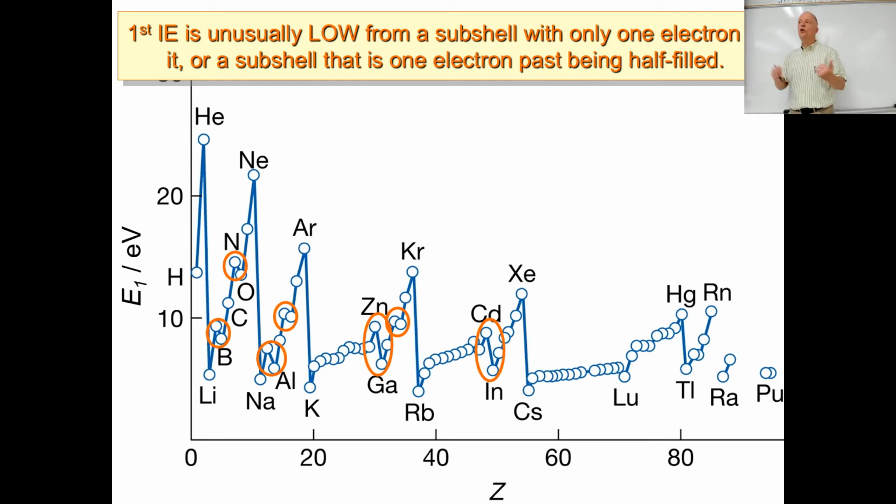So this will be support for the two claims we've made. We've made that fully filled subshells are stable and half-filled subshells are stable. Now, if we do the unusually low ones and we have to change our argument, then there's a problem. Right? But if we get the same argument from the unusually low ones, then it's supported twice. So let's look now. The first ionization energy is unusually low from a subshell with only one electron in it.